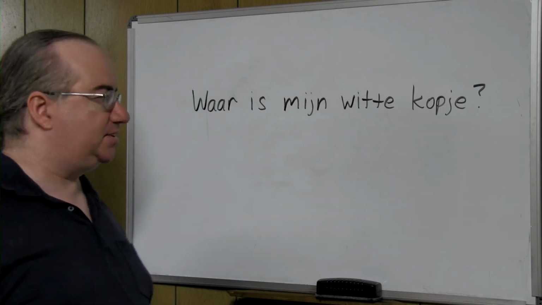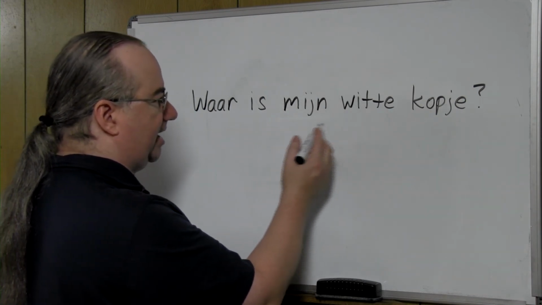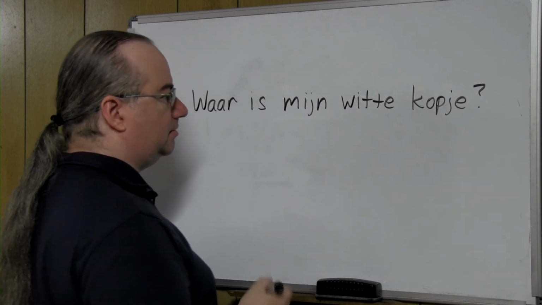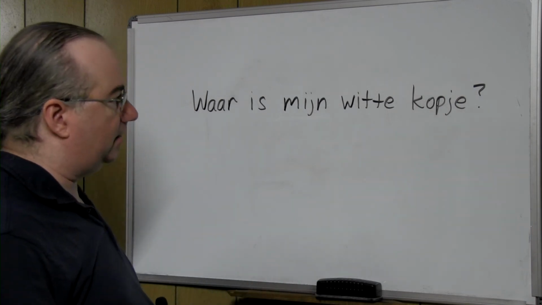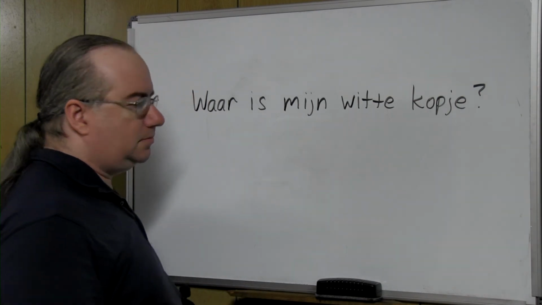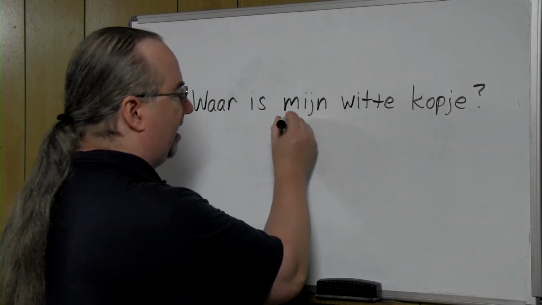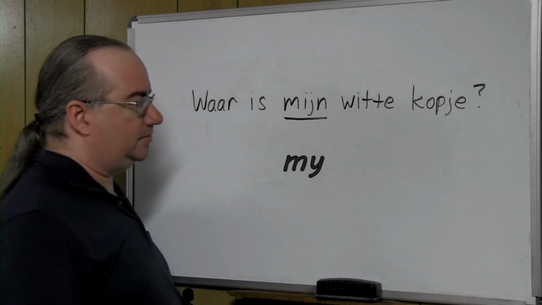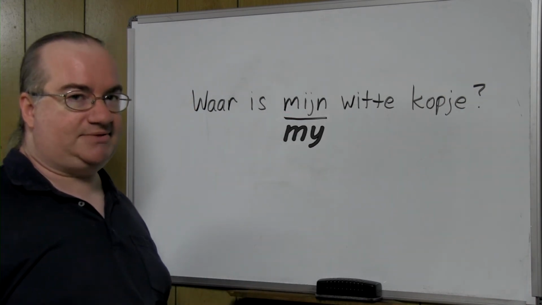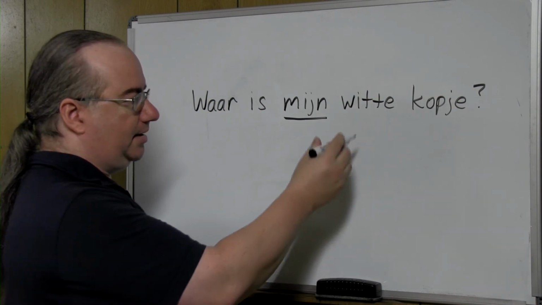And here's another situation where you'll add an E to your adjective. Waar is mijn witte kopje? Well, there's no de or het anywhere here. At least I don't think there is. So why are we adding an E to this one? Mijn is a possessive pronoun. And if you have a possessive pronoun or a definite article, you're going to go ahead and add an E.